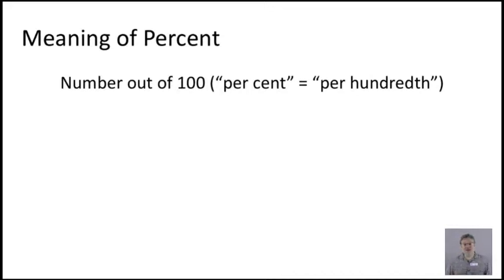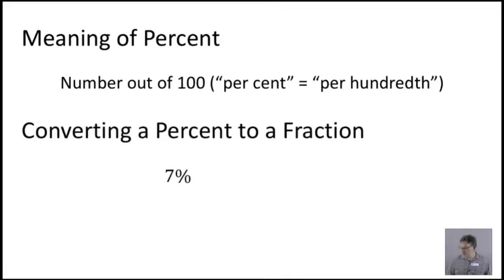And so with that in mind, converting a percent to a fraction is to simply say that this is the number out of 100 that we're working with. So converting a percent to a fraction simply involves either dividing it by 100 or multiplying it by the reciprocal, 1 over 100, which in this case just gives us 7 over 100.